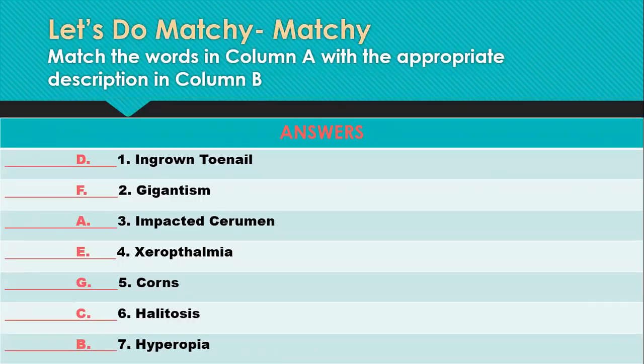For 1, you have D. 2, F. 3, A. 4, E. 5, G. 6, C. And 7, B. Count the number of check marks and let's see if you got perfect. So, how is it? You got perfect? Wow, that's good job. Keep it up, kiddo.